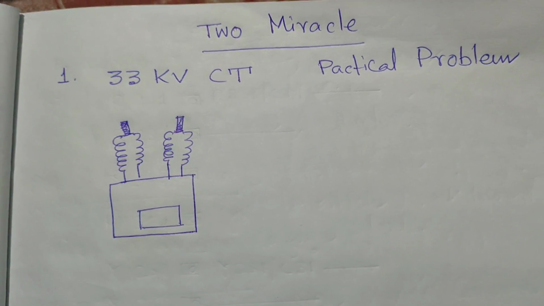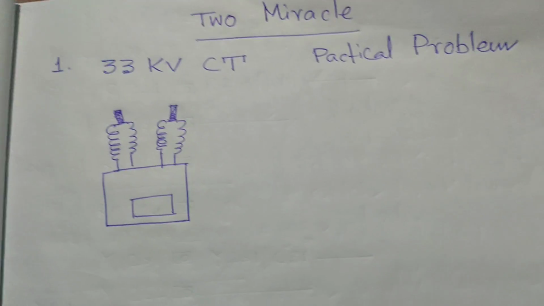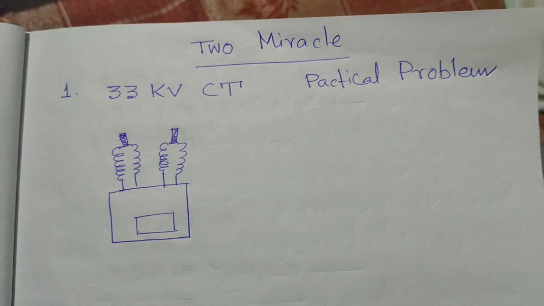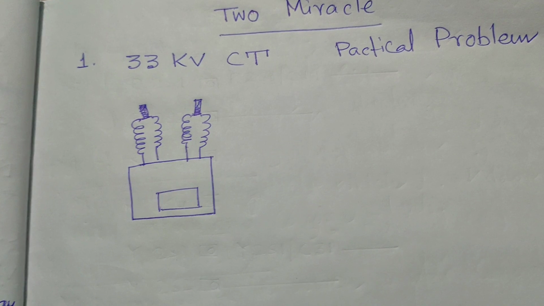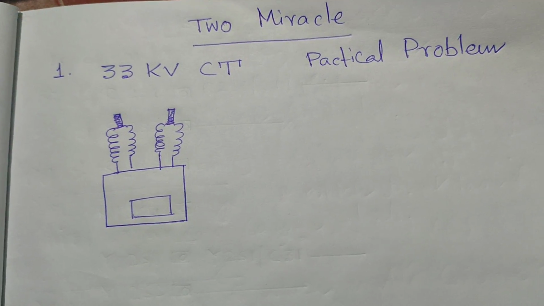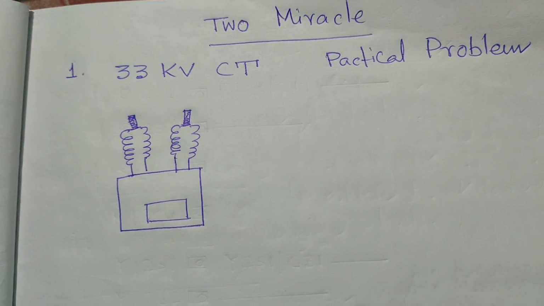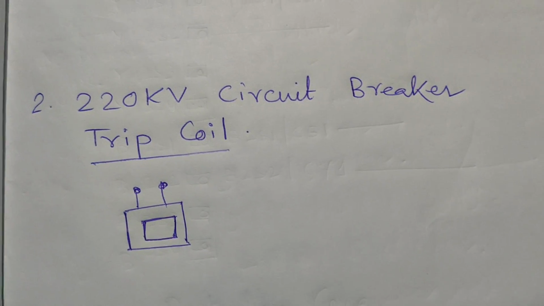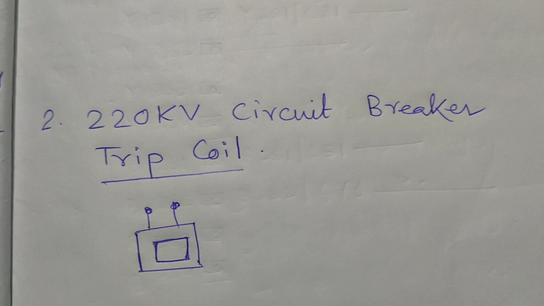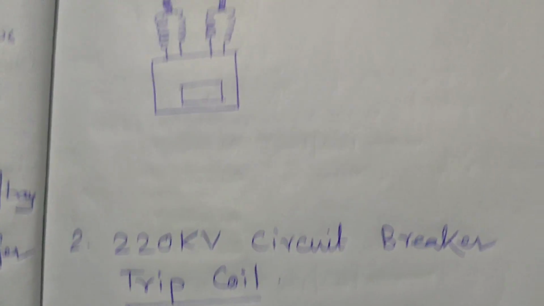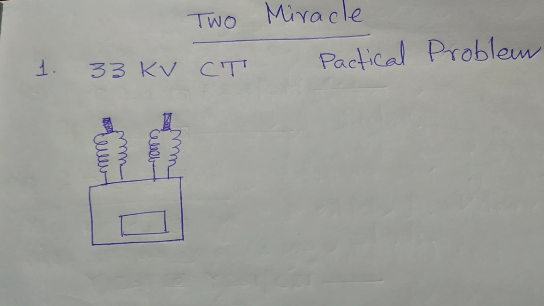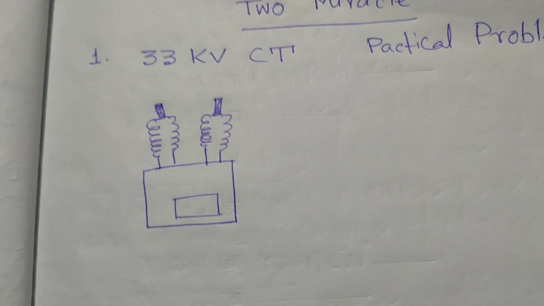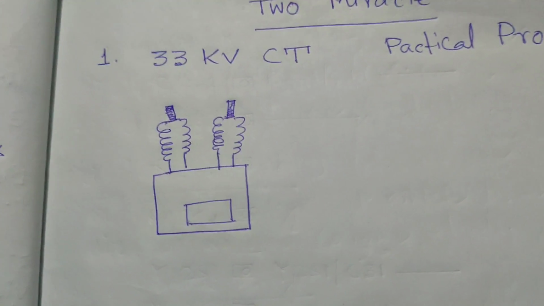Today I will discuss two practical problems that I have faced today in my substations. The first problem is the 33 kV CT and the second problem is the 220 kV circuit breaker trip coil. So let's start with the first problem analysis. What was the first problem and what happened there?